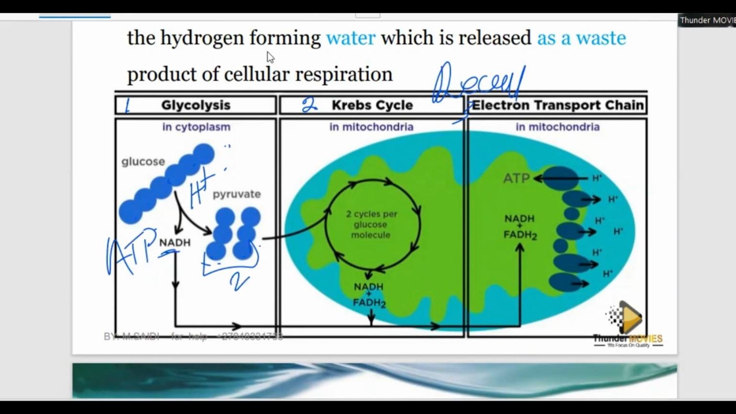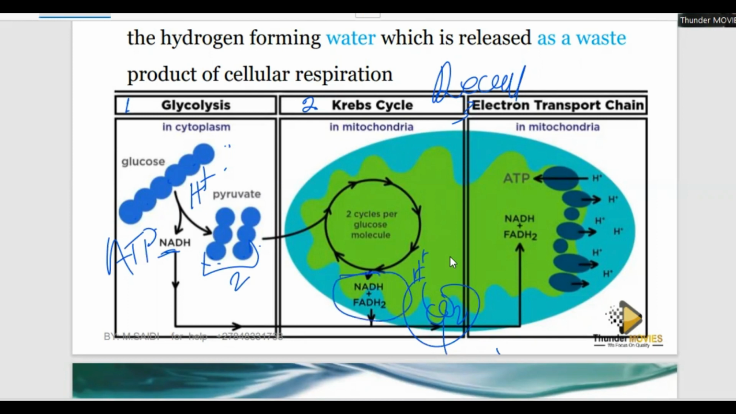Point number 2 is the Krebs cycle. The pyruvate, which is formed, the 3 carbon atom molecule, enters the Krebs cycle, and it will undergo a series of reactions and then produce hydrogen ions. It does not stop there, it also produces carbon dioxide. Carbon dioxide is moved out of the system, and then the hydrogen ions will combine with the NAD and the FAD to form NADH and FADH.